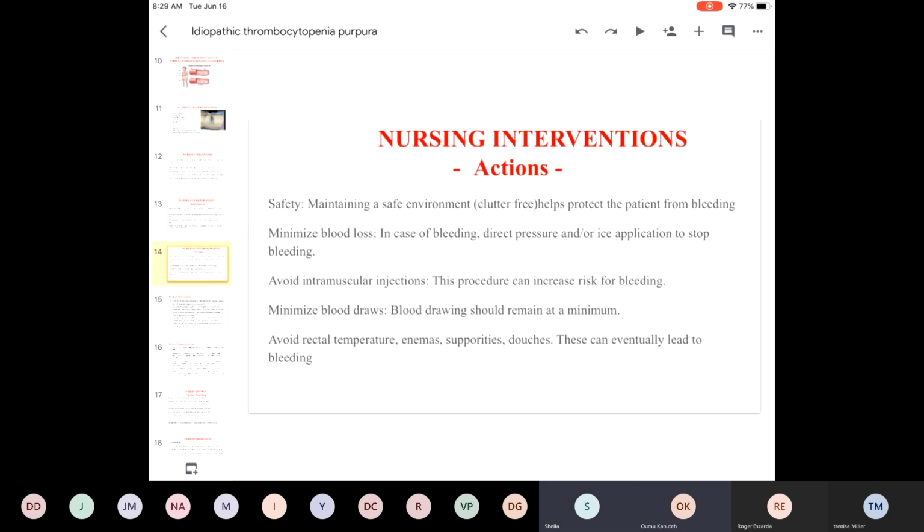Nursing interventions continued. Safety, maintain a safe environment, clutter-free. It helps protect the patient from bleeding. Minimize blood loss. In case of bleeding, direct pressure and or ice application to stop the bleeding. Avoid intramuscular injections. This procedure can increase the risk for bleeding. Minimize blood draws. Blood drawing should remain at a minimum. Avoid rectal temperature, enemas, suppositories, douches. These can eventually lead to bleeding.